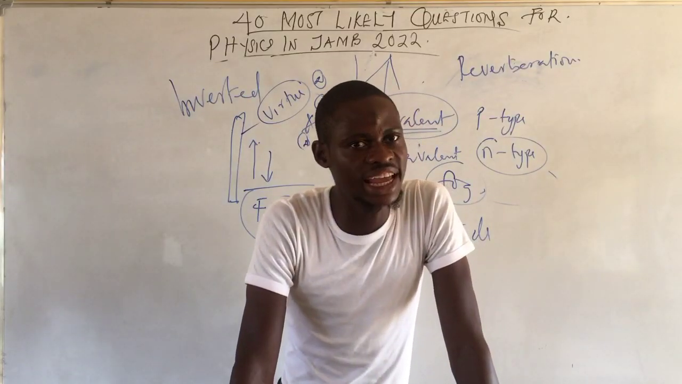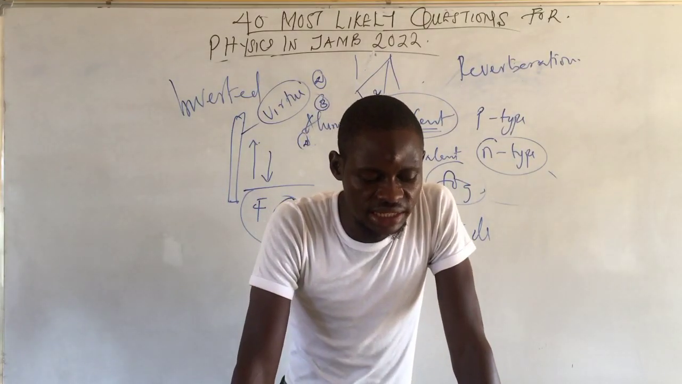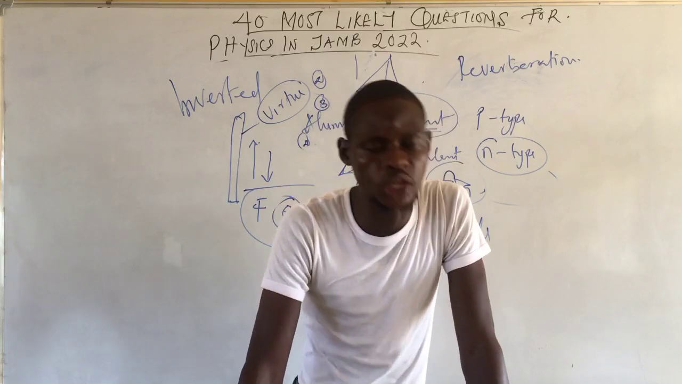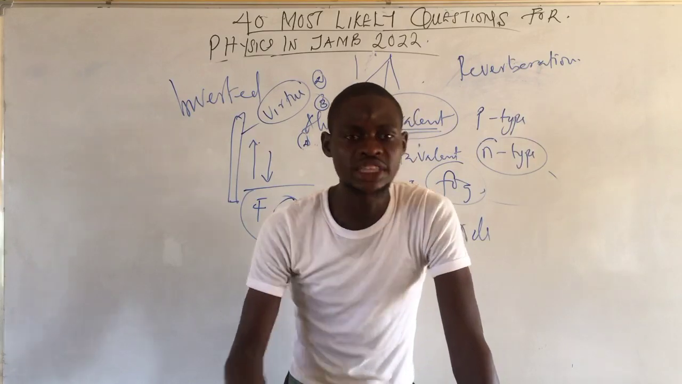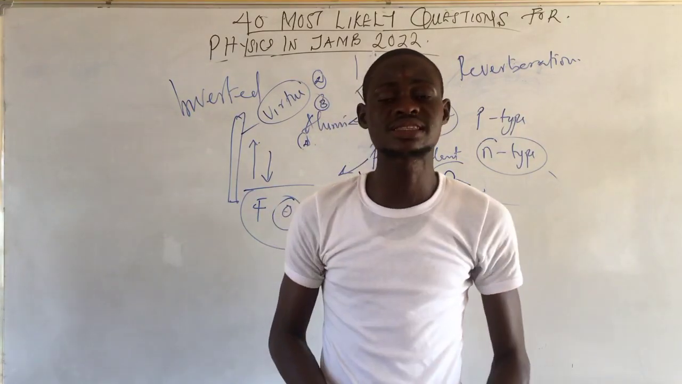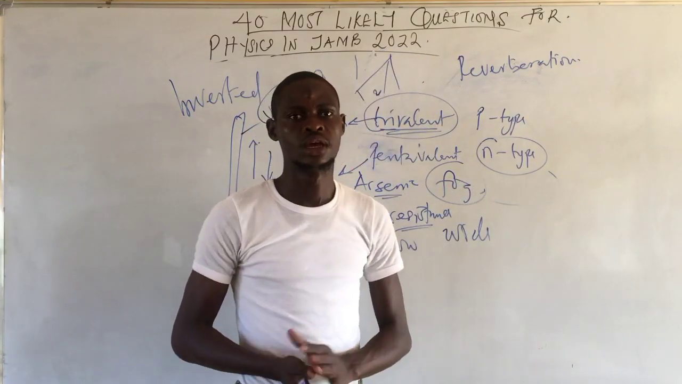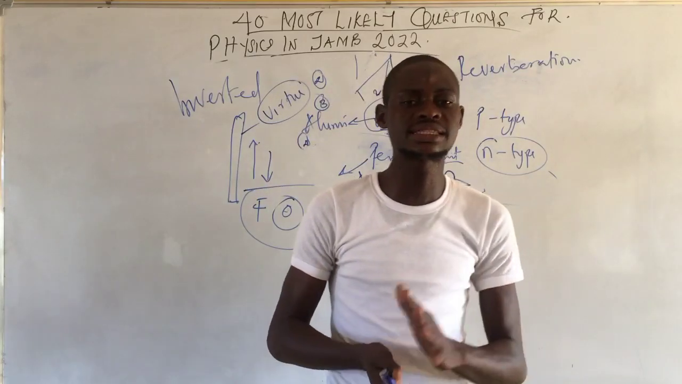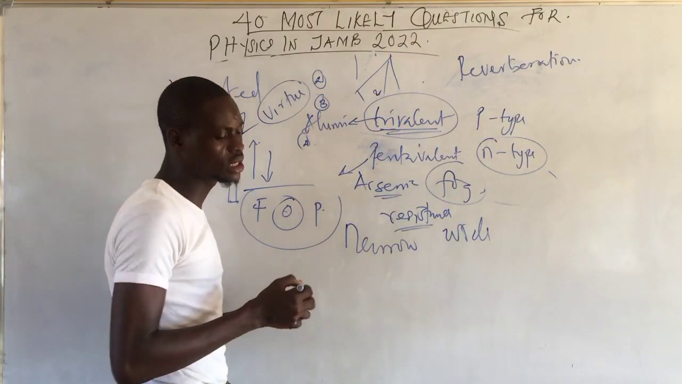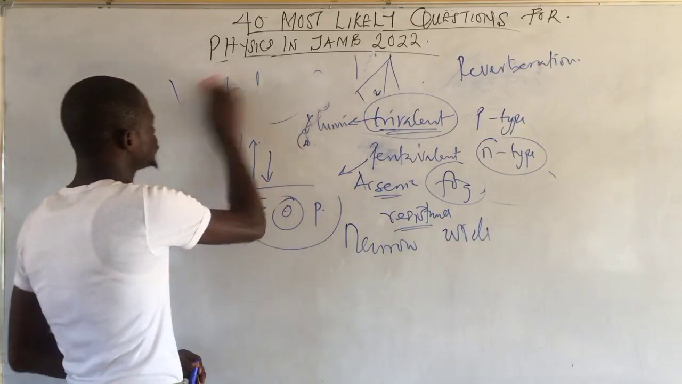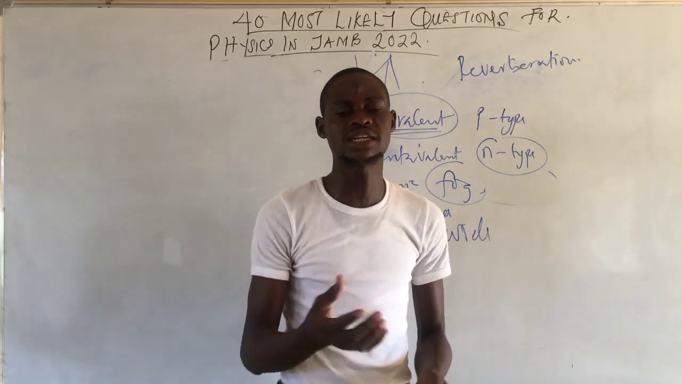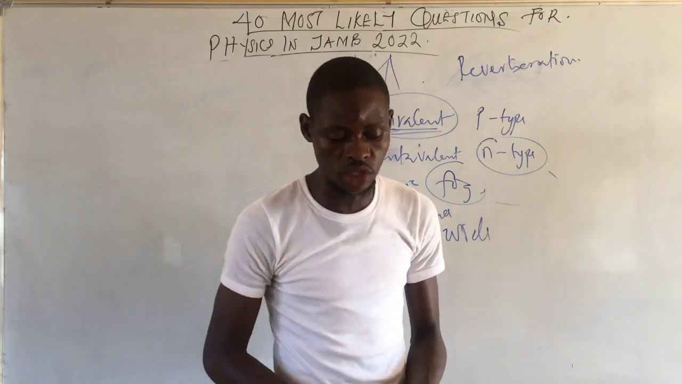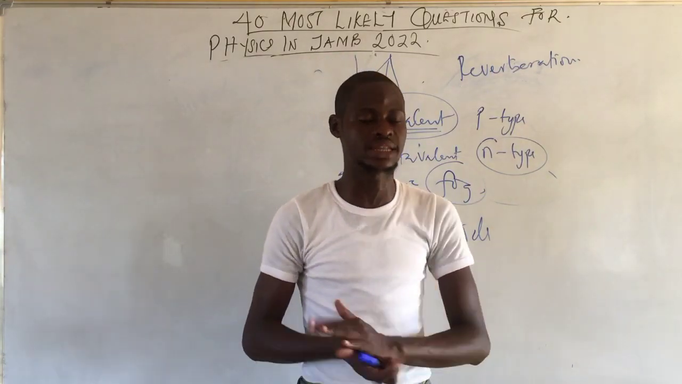This question is found under electromagnetism. To change a DC dynamo to an AC dynamo, what do we do? If you want to change a DC to an AC dynamo, the commutator should be replaced with what? Slip ring. Slip ring. The commutator should be replaced with a slip ring. That's what we do. Then it's going to convert a DC into an AC.